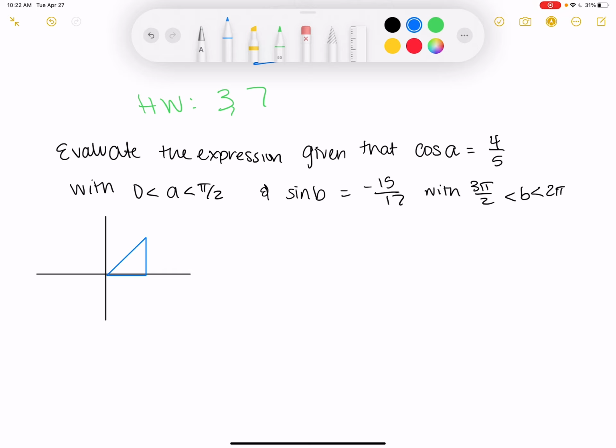All right, so I have the cosine of A, so this is A here. The cosine is adjacent over hypotenuse, so 4 and 5. This is a special triangle. What is the other side? 3, for angle A.